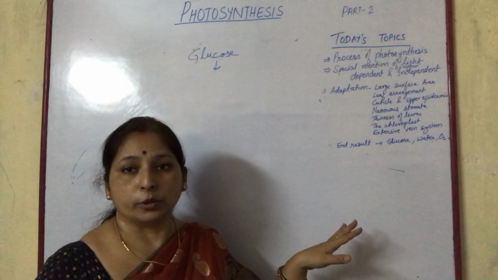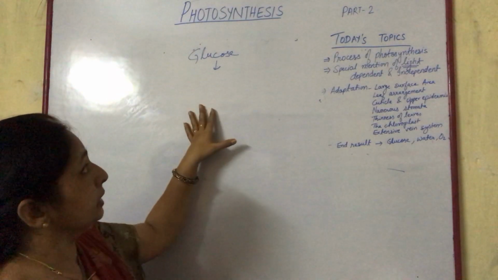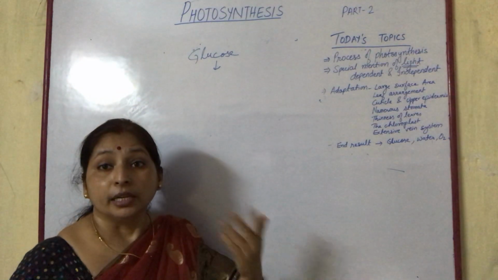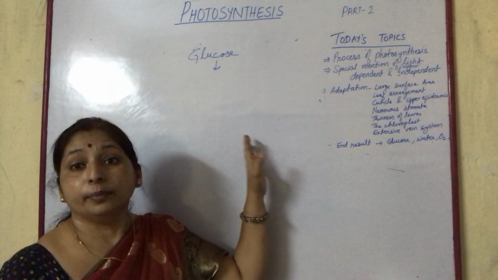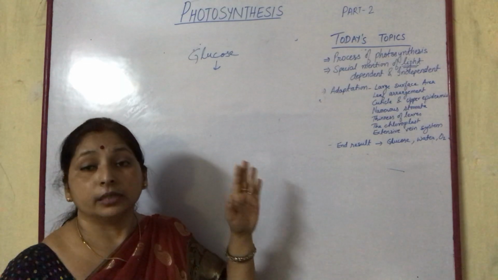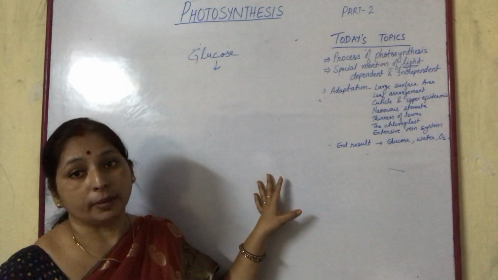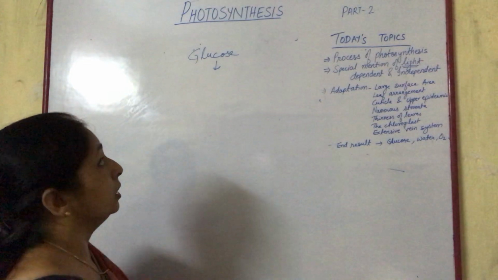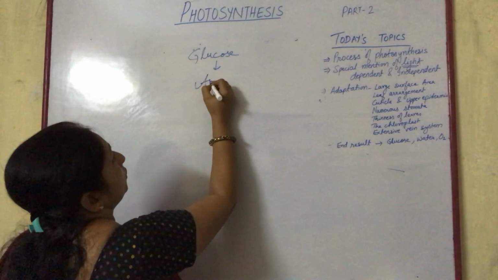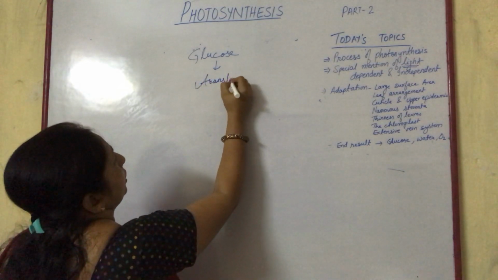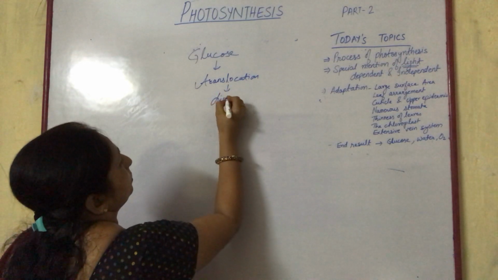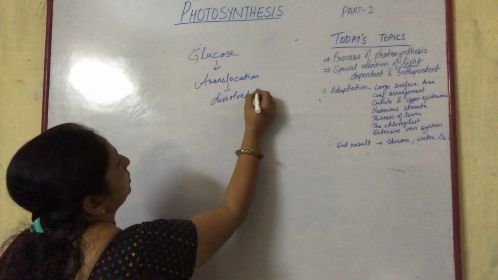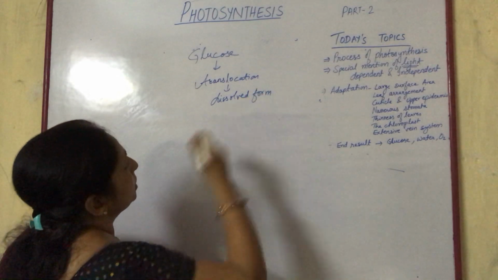It may be translocated. When there is a requirement of this glucose during night time, it is translocated by the phloem in dissolved form to other parts of the plant. Translocation in dissolved form only, dissolved with water. During night time this happens.